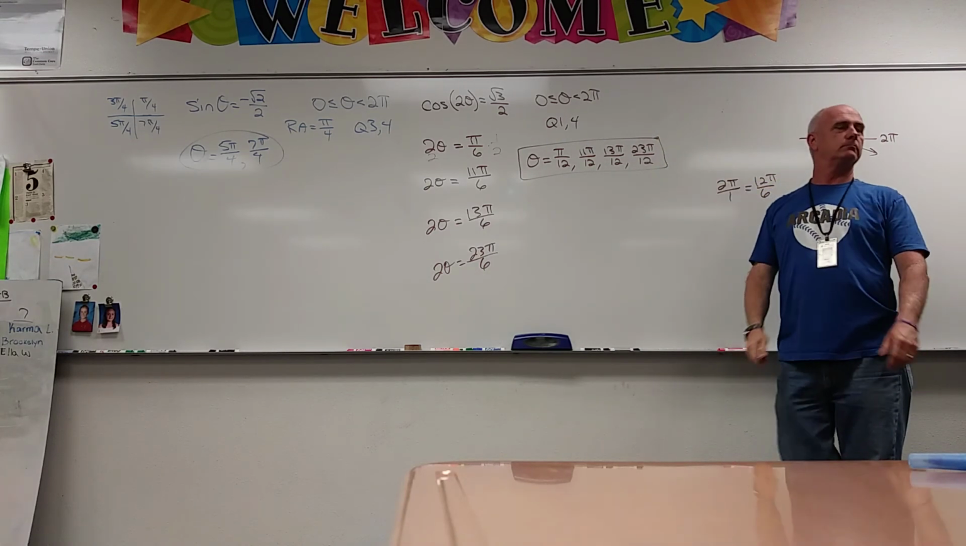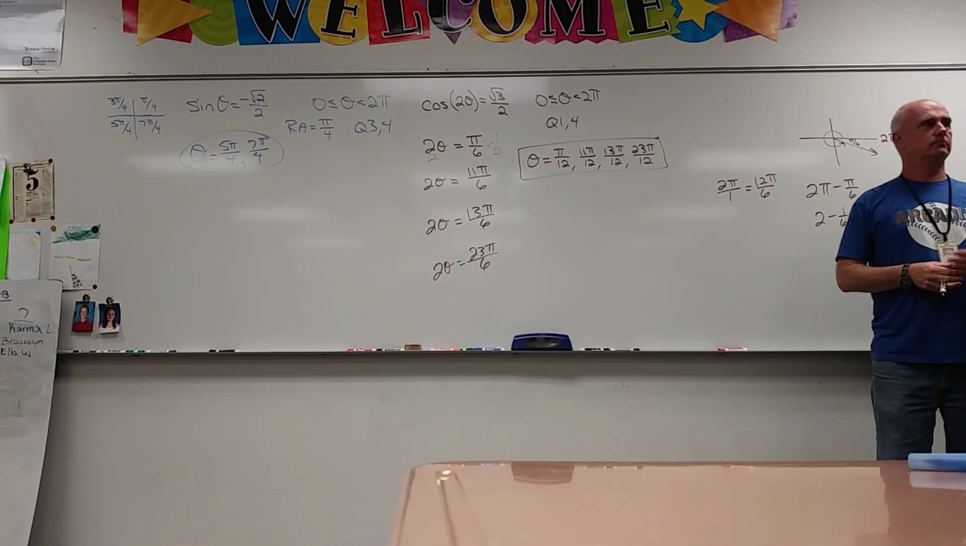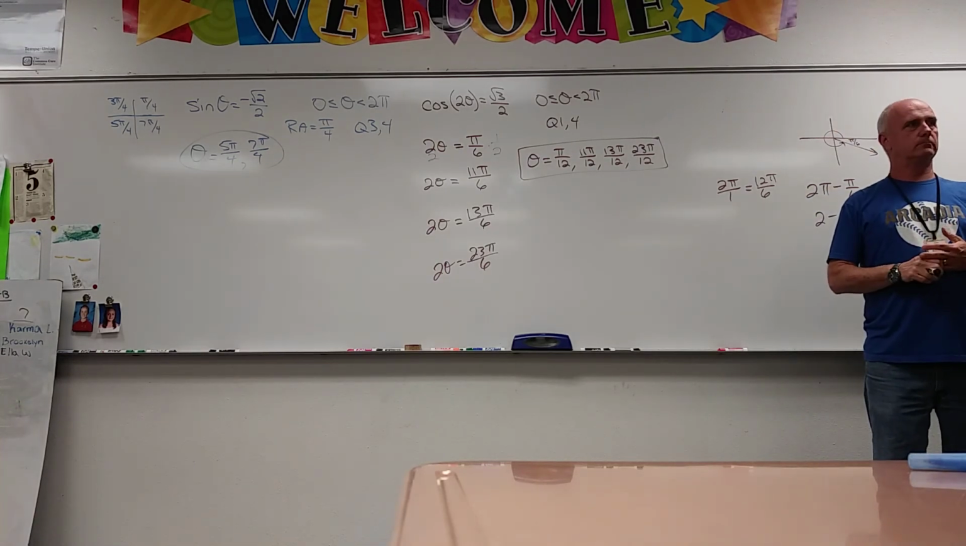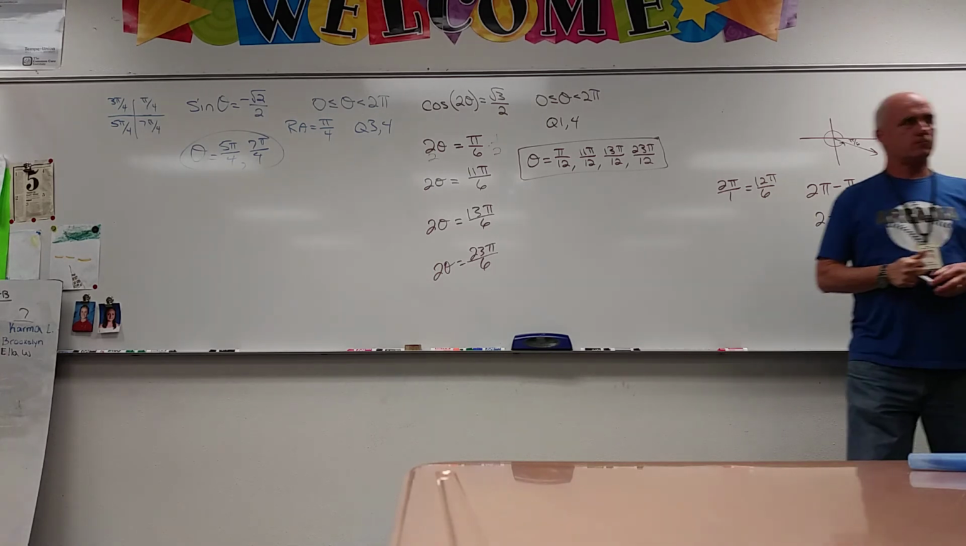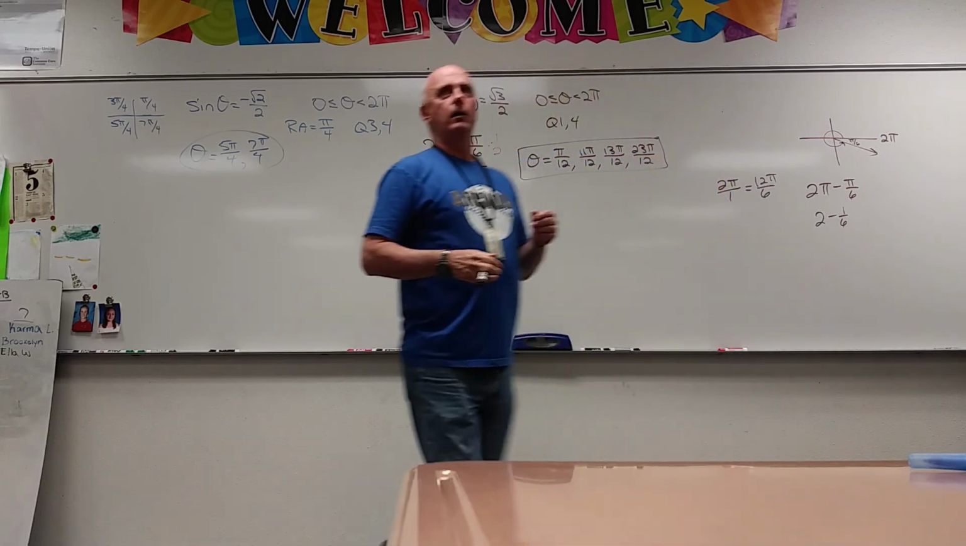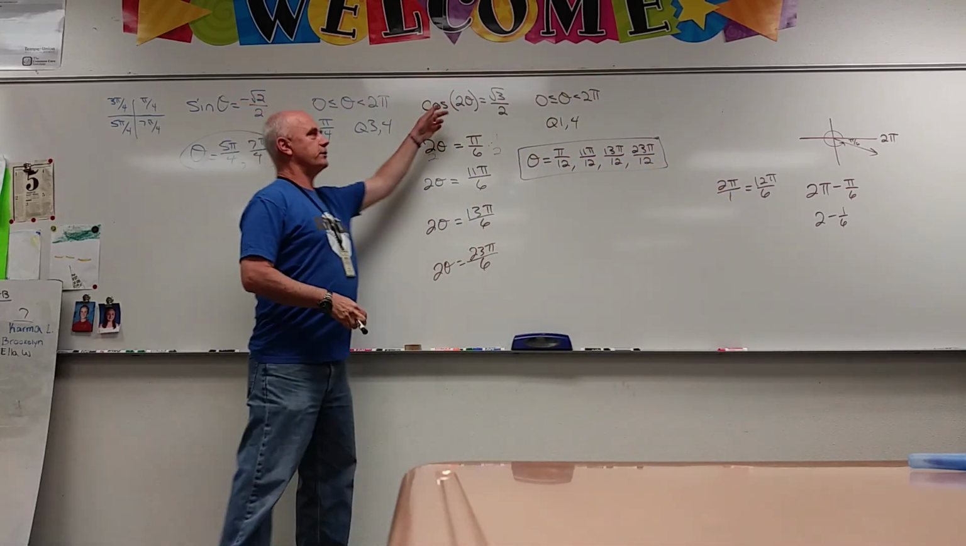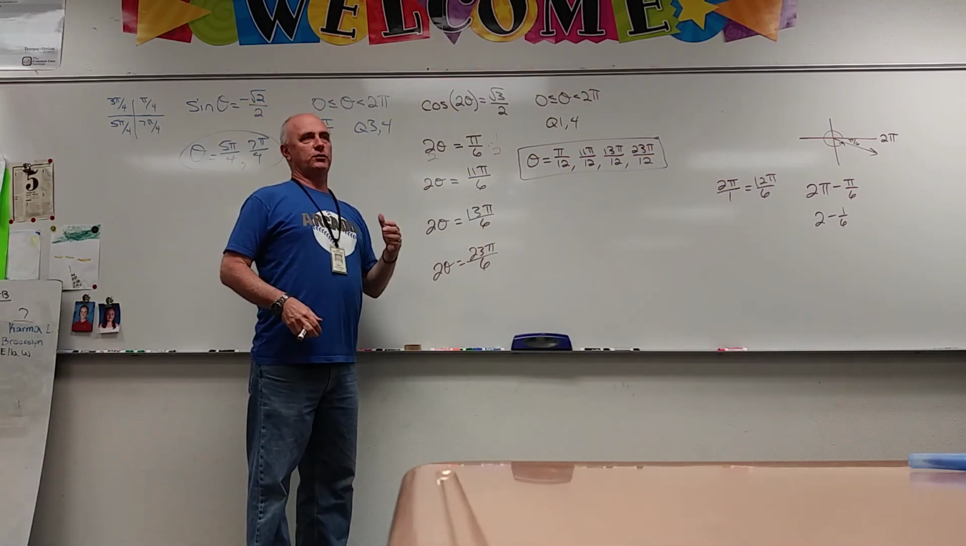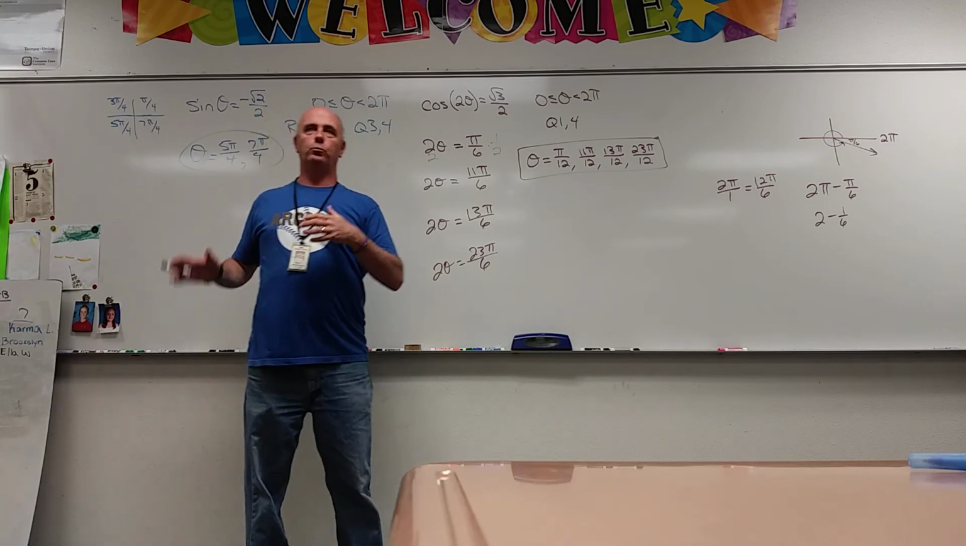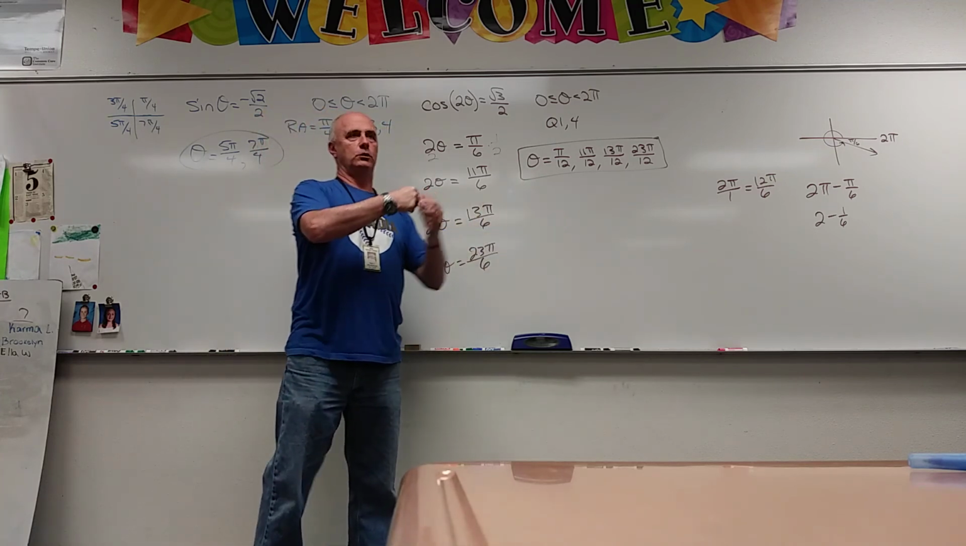Yes, sir? I don't understand how the first 2 angles we found, pi over 6 and 11 pi over 6, are 2 theta as well. Because didn't we just, that was like when we just went around once. Yes. The going around twice just means that we're going to have more angles, okay?